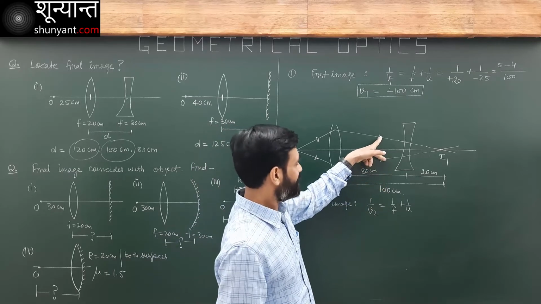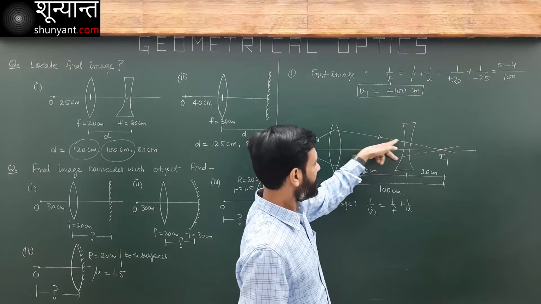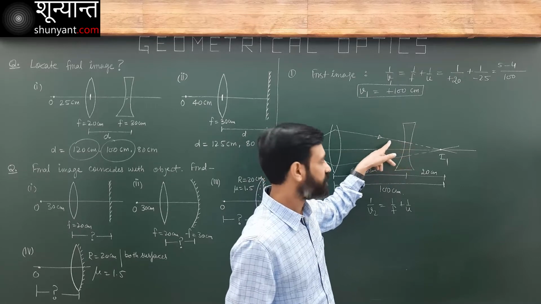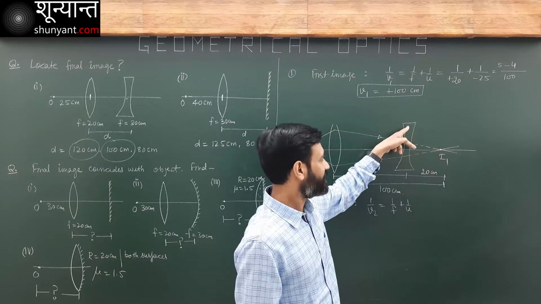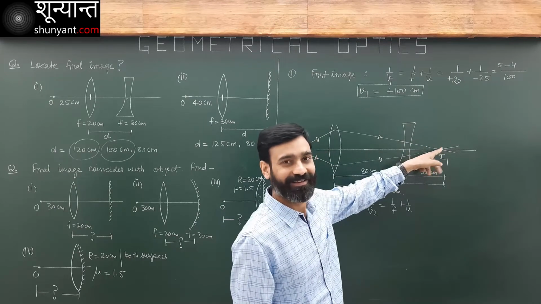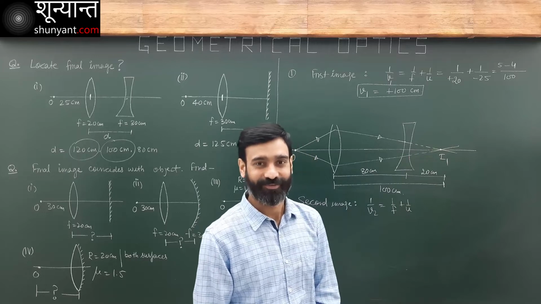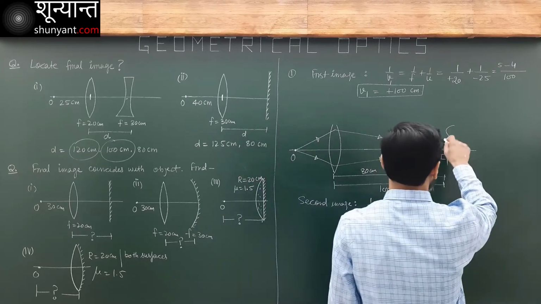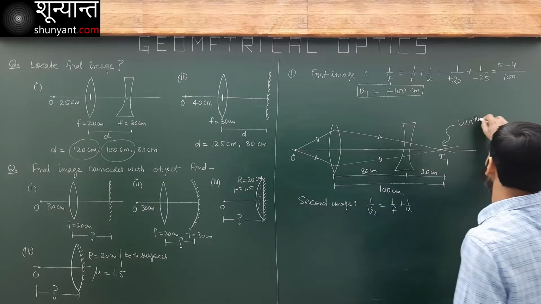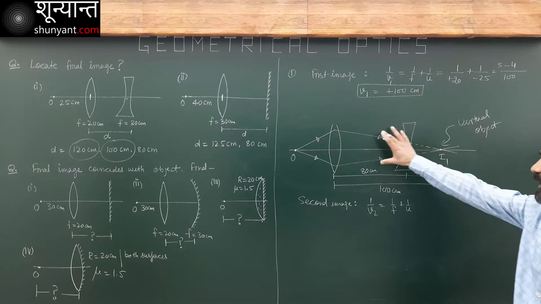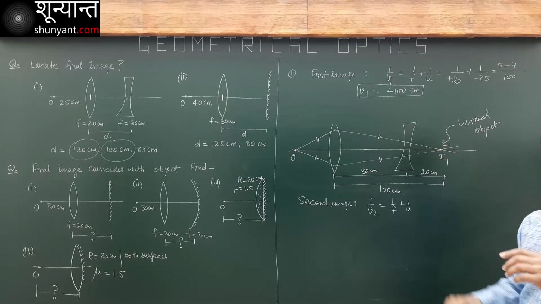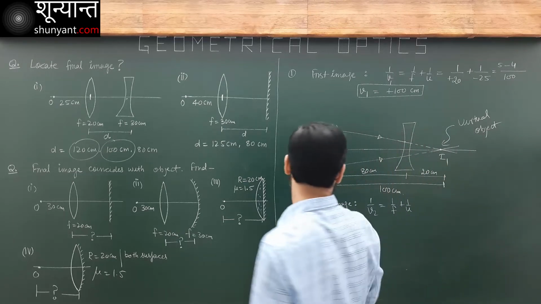The incident rays on this lens correspond to this object here. So for this lens, the object is here. This is a virtual object. The first image acts like a virtual object for the second lens. Now these light rays will diverge. After diverging, they can make a real image or a virtual image, depending on this distance.